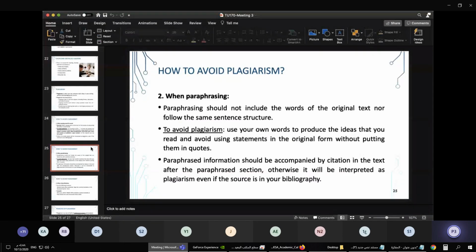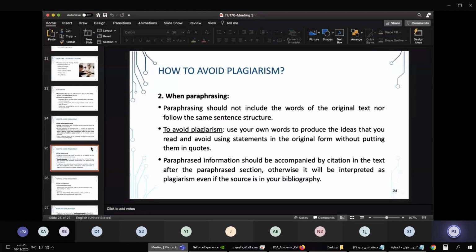When you use paraphrasing, it should not include the words of the original text. So this is another type of referencing. In the previous one, a quotation, you took the whole sentence or a couple of words, but in paraphrasing, you took the idea and, instead of the author's words, you express it in your own words, but it is still the author's original idea. So it should not include the words of the original text, nor follow the same sentence structure. To avoid plagiarism in paraphrasing, use your own words to express the idea. So you speak or type the idea in your own words.